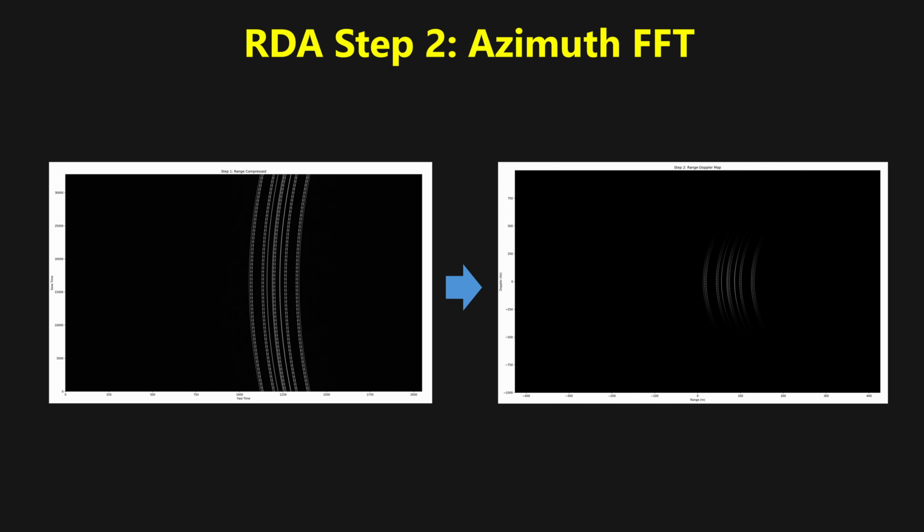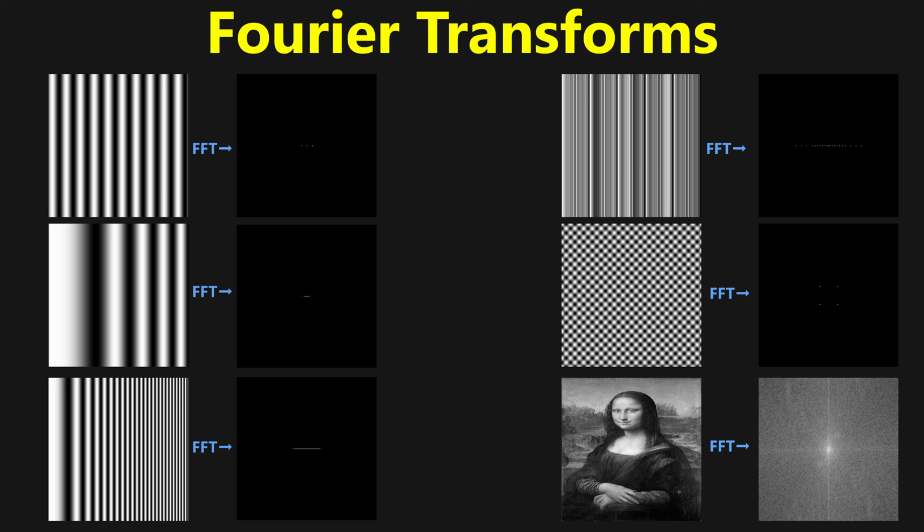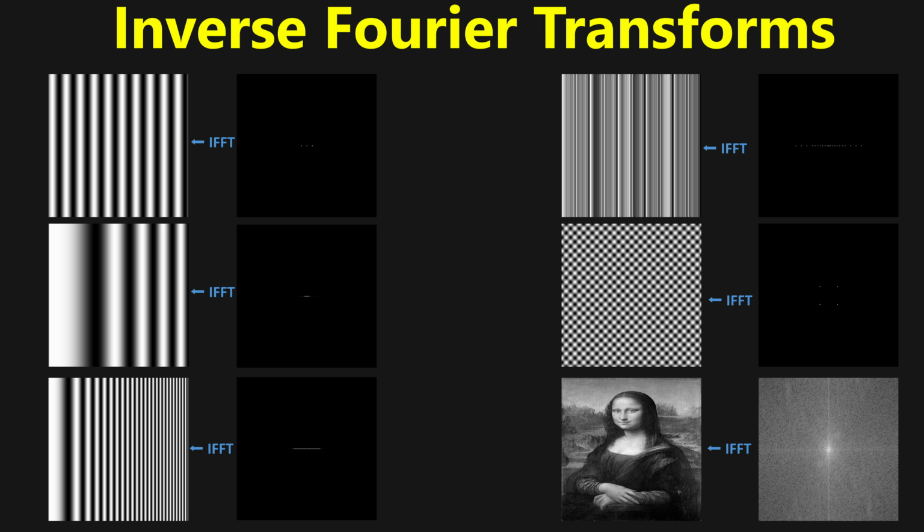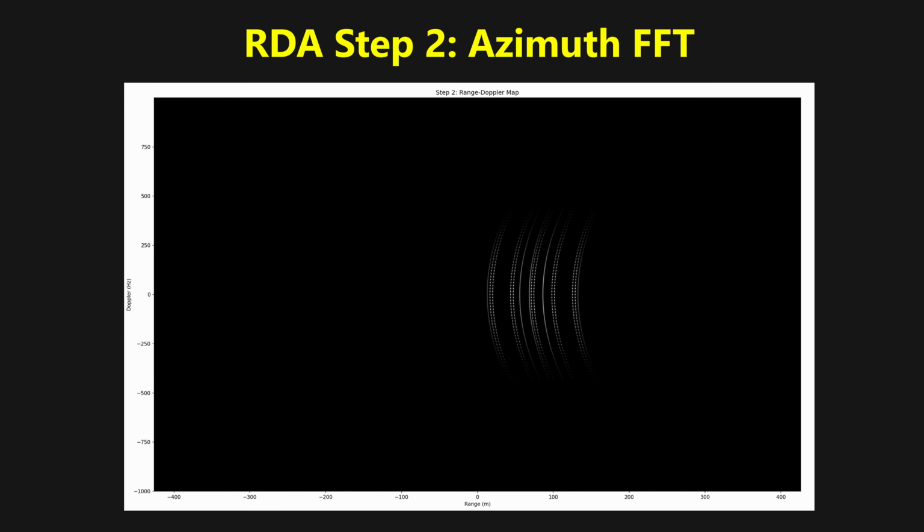The next step is a Fourier transform along the azimuth axis. A Fourier transform will transform a time or spatial domain signal into its component frequencies in the frequency domain. We can convert back from the frequency domain using an inverse Fourier transform. Also note that the values are complex, so they have real and imaginary values, and I'm just showing the magnitude here and not the phase. You can see that after the Fourier transform, the slow time axis is converted into the Doppler axis, showing the received signal based on the frequency.